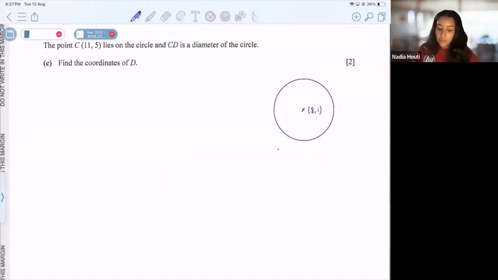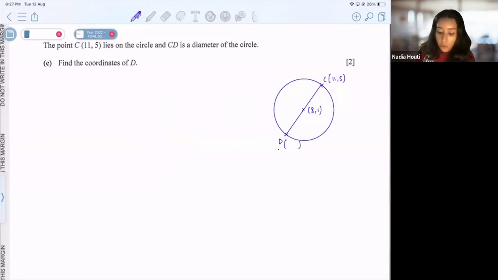And the point C is 11, 5, and it lies on the circle. So it's going to be somewhere here. Okay, this is C. So to form the diameter, we have to draw this line and D will be somewhere here. The thing is, because this CD is a straight line and the center of the circle passes through this, for us to figure out what the coordinates of D are, we can use this relationship.